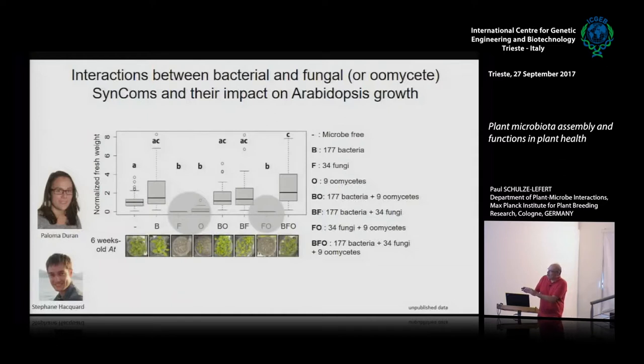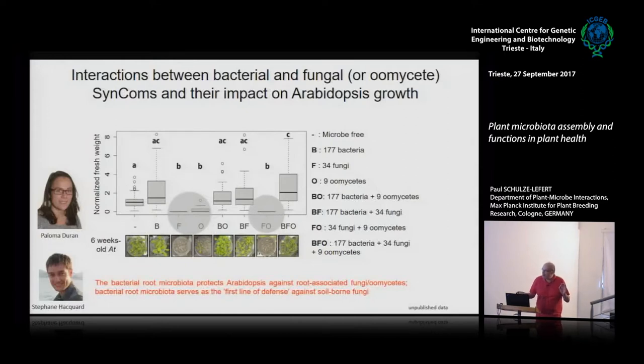Now, when you reconstitute the bacterial community plus the all mycetes or bacterial community plus the fungi, then you see rescue of growth. And if you reconstitute the full monty, if you like, bacteria plus fungi plus all mycetes, then the growth of the plant is significantly better than the germ-free plants. So this, I think, allows us to draw a very important conclusion, and that is the bacterial root microbiota is very important because it protects Arabidopsis against root-associated fungi and all mycetes.